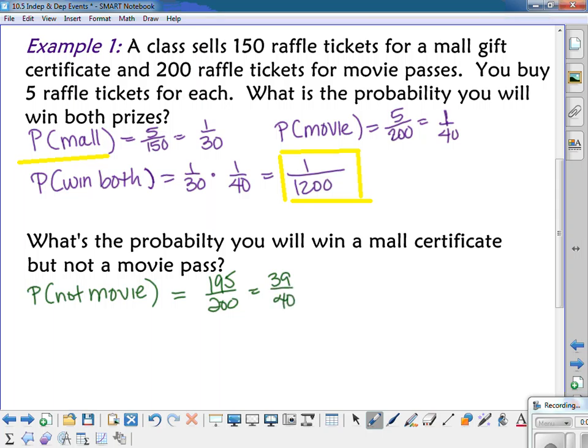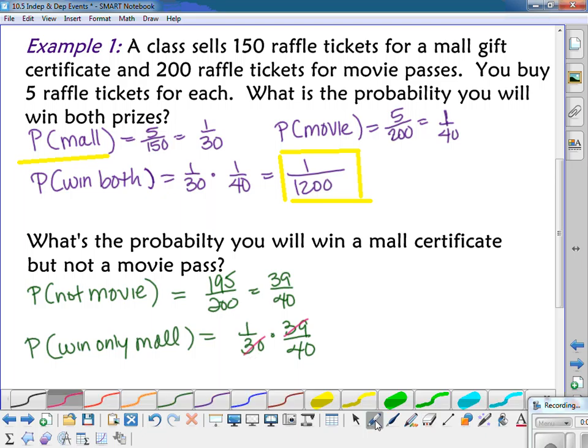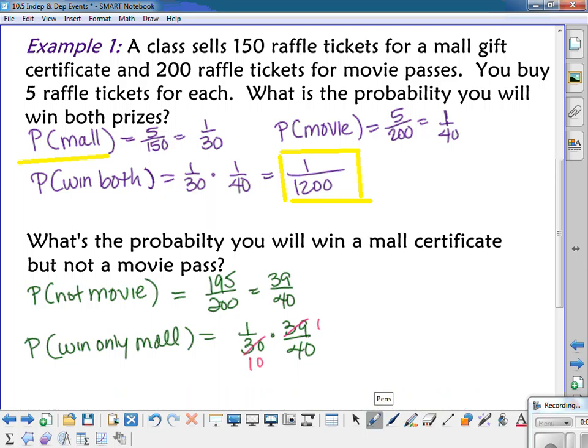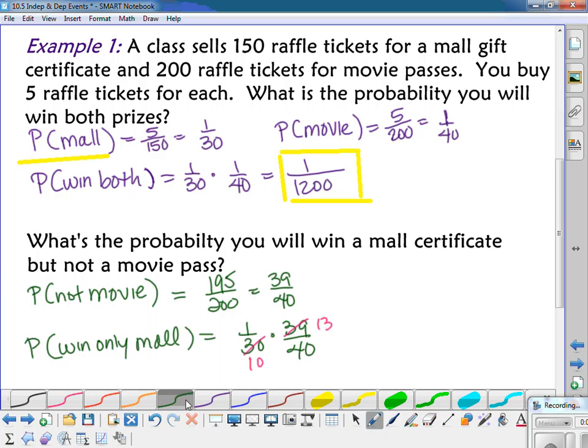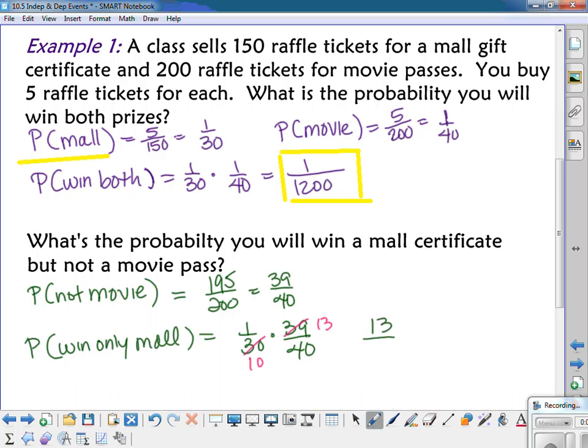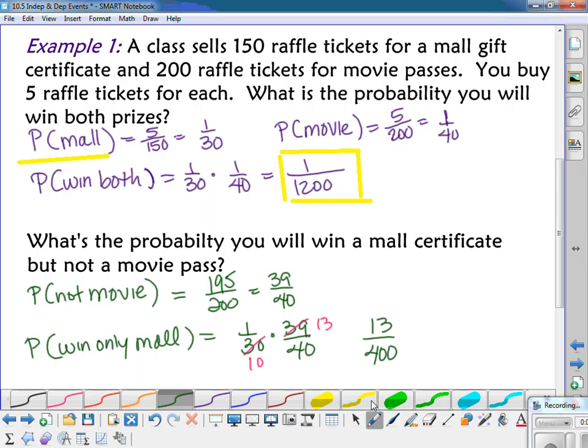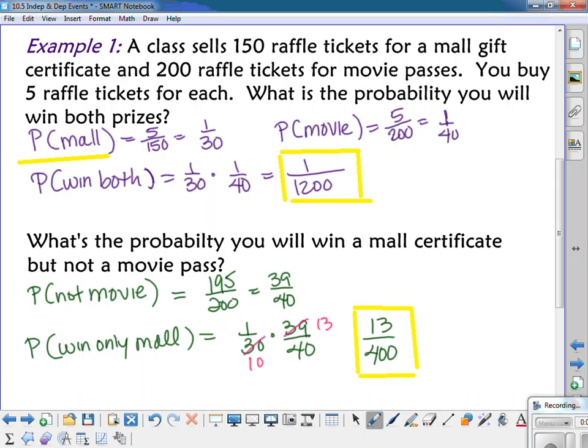And so the probability that you would win only the mall certificate would be the 1 over 30 times 39 over 40. And 3 goes into both of those. 10. 13. So when I multiply, I get 13 over 400. So you have a lot better probability of at least winning one of them. Questions?